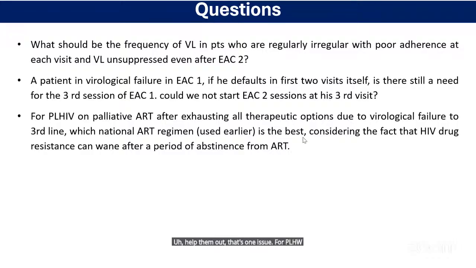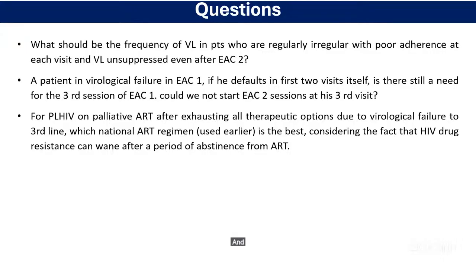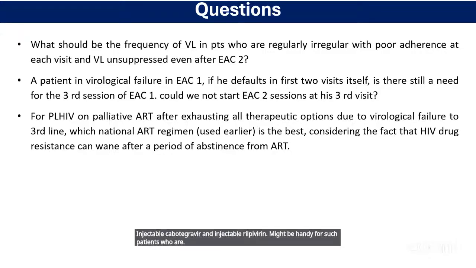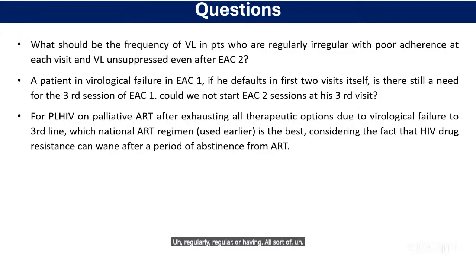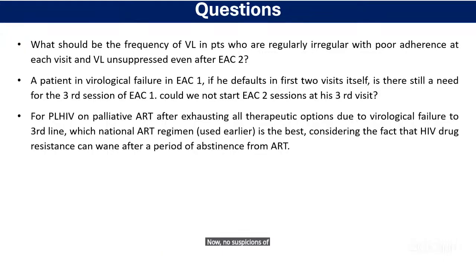For PLHIV on palliative ART, after exhausting all therapeutic options due to virologic failure to third line, and just to come back to the previous question, this is not there, but probably sometime in the future, the long-acting injectable cabotegravir and injectable rilpivirine might be handy for such patients who are regularly irregular or having all sorts of non-adherence, etc. Maybe in the future those can be addressed to some extent by long-acting antiretrovirals, nanosuspensions of cabotegravir and rilpivirine.